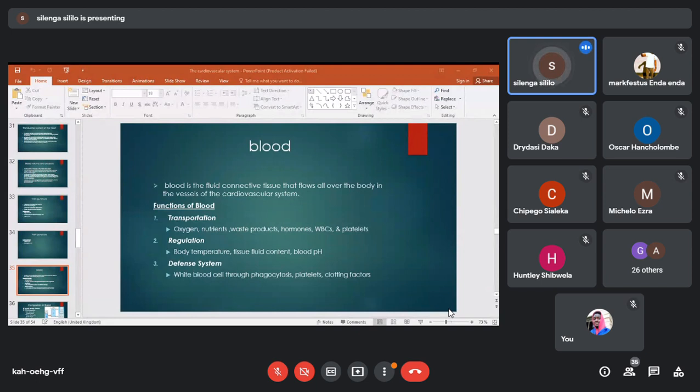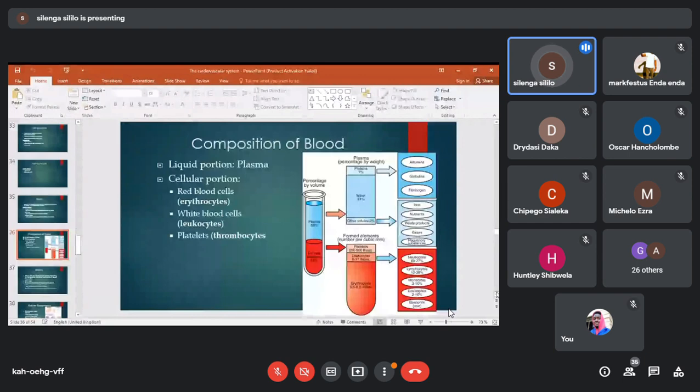But our interest is to look at how blood is made. That is our interest. Now, it has a liquid portion that is plasma, and then you have the cellular component, where you have the leukocytes, the thrombocytes or platelets, and the red blood cells.